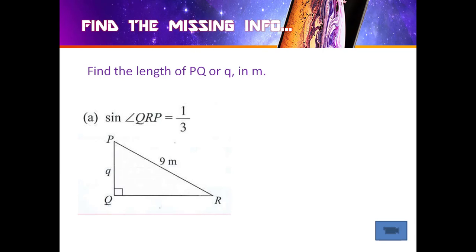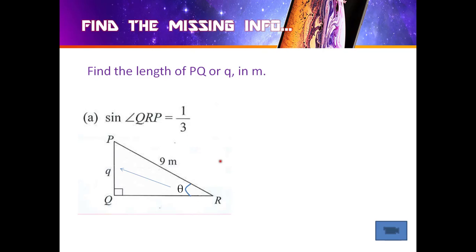Now we go to finding missing information. Find the length of PQ, or Q, in meters. You have the question here: sine of the angle QRP. Where is the angle QRP? It is the angle at R. So this is our theta.